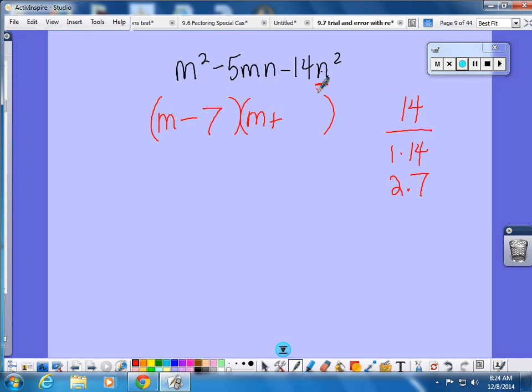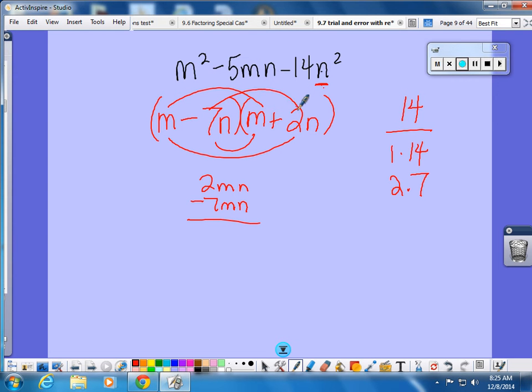And I'll be honest with you, if I was taking this test, that's what I would miss. I get concentrated on my numbers, forget I've got 2 variables, so don't forget that you need an n times n to give you an n squared, okay? So first is m squared, outer is 2mn, inner is minus 7mn, and you say, well, that's nm, not mn. Does that matter? What property says you can multiply in any order? Starts with a C. Commutative. All right, so if I add those or subtract those, I get a negative 5, and then last is negative 14n squared. There it is.